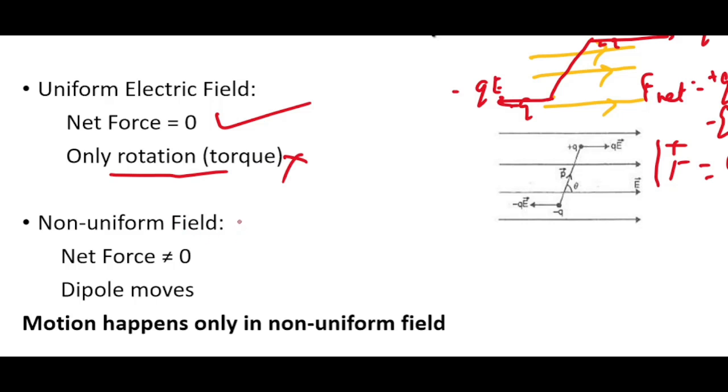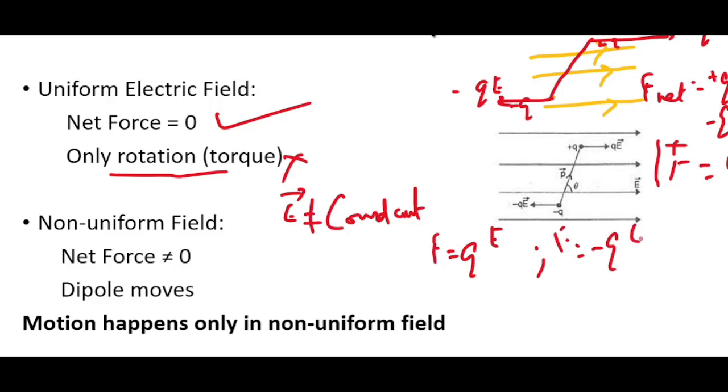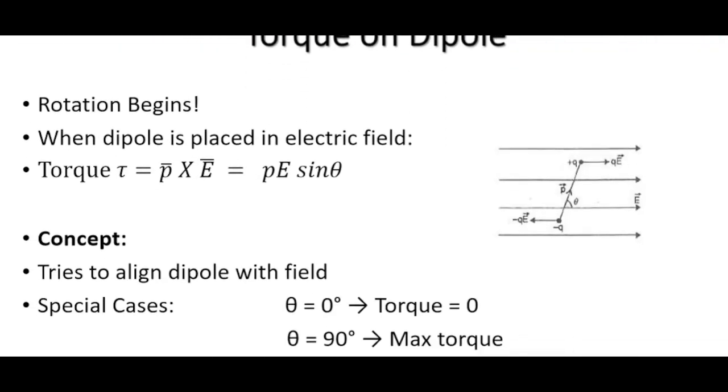In a non-uniform electric field, net force is not 0 because E is not constant. F is equal to qE with some value and F is equal to minus qE with some other value, not 0. So net force is not 0. So the dipole moves. Motion happens only in a non-uniform field. You should understand and note that.